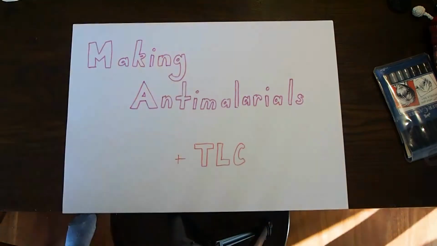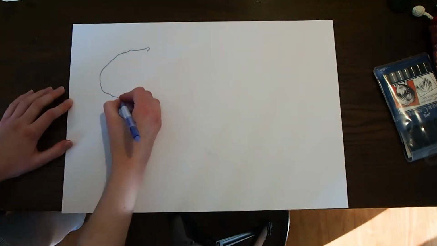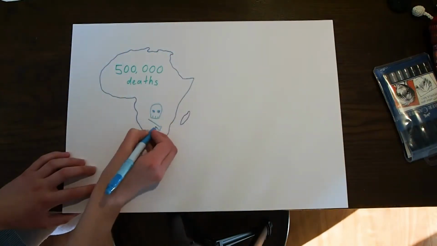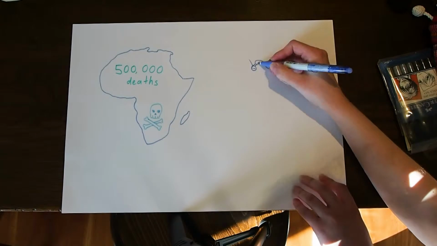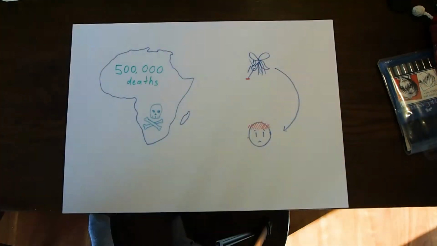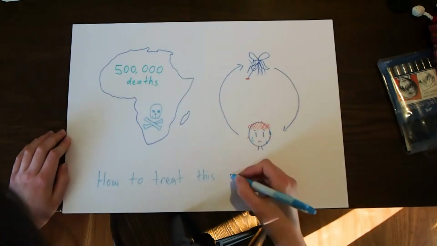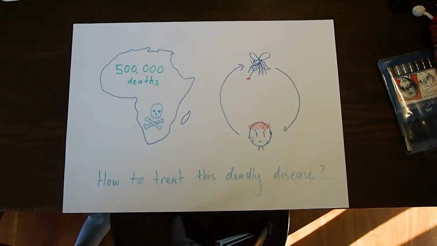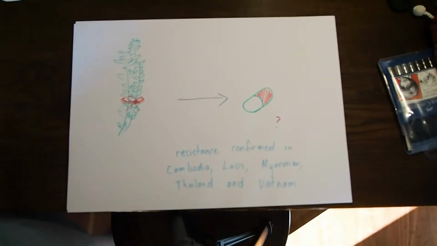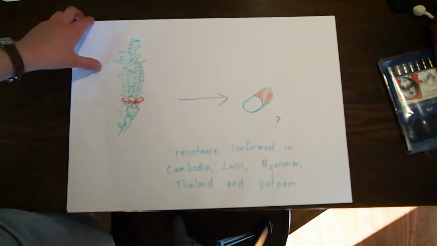Malaria is a deadly disease that kills over 500,000 people every year, mostly children under the age of 5 in sub-Saharan Africa. It's carried by the Plasmodium parasite, introduced to the human bloodstream by infected mosquitoes. Usually, malaria is treated with a drug called artemisinin. However, strains of malaria resistant to this drug have been recently found in 5 Southeast Asian countries.